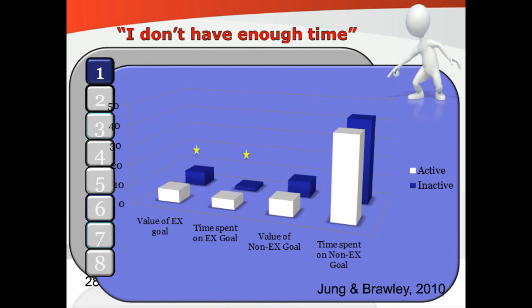When they looked at the time spent, not surprisingly, the active individuals spent a little bit more time on their goal than the non-active people. And then they looked at what other non-exercise goals these folks had, things like work, school, parenting duties, and the value they placed on those and the time spent. Again, you can see here, it's not that the active people don't value other things. It's not that the active people don't spend time on other things. It's that they're able to prioritize spending more time on their exercise goal.